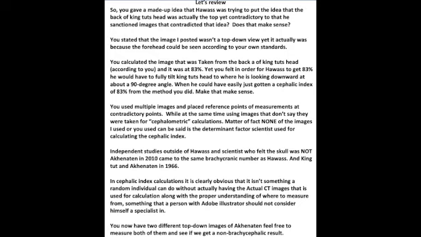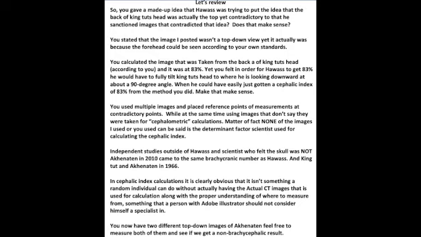You use multiple images and place reference points of measurements at contradictory points, while at the same time using images that don't say they were taken for cephalometric calculations. Matter of fact, none of the images I used or you use can be said is the determinant factor scientists use for calculating the cephalic index. A lot of what you did was assumption. Independent studies outside of Hawass and scientists who felt the skull was not Akhenaten in 2010 came to the same brachycranic number as Hawass and King Tut and Akhenaten in 1966.